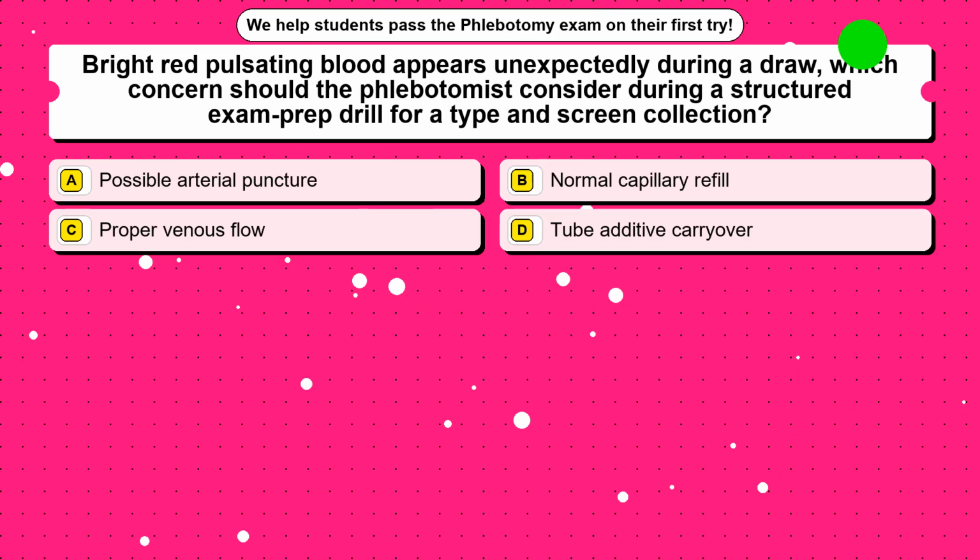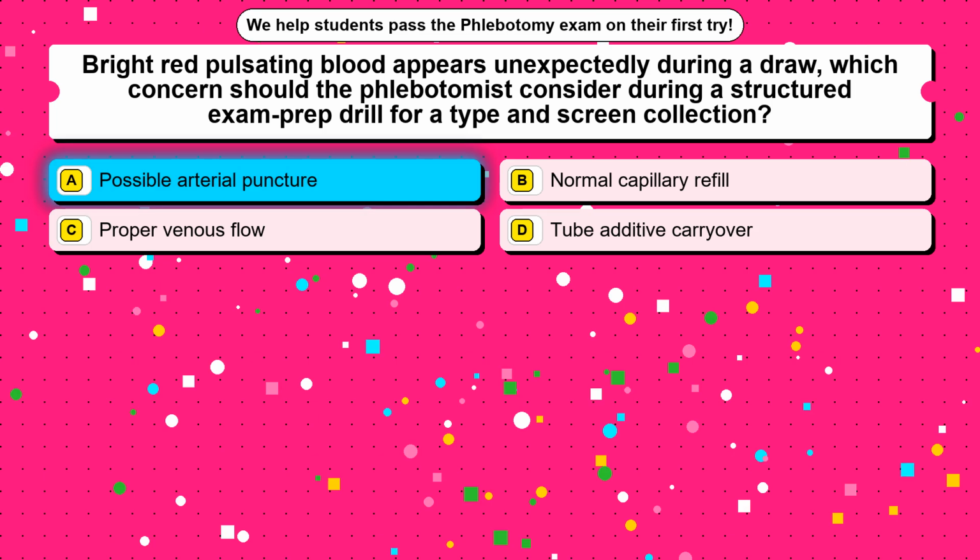Question 11. Bright red pulsating blood appears unexpectedly during a draw. Which concern should the phlebotomist consider during a structured exam prep drill for a type and screen collection? Option A, possible arterial puncture. Option B, normal capillary refill. Option C, proper venous flow. Option D, tube additive carryover.